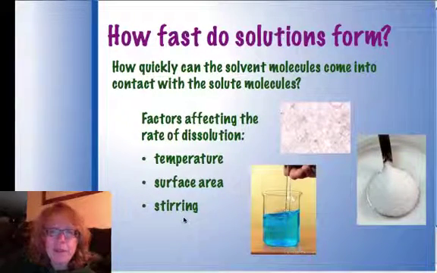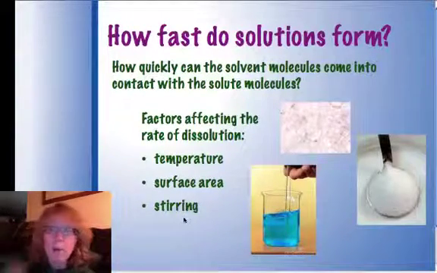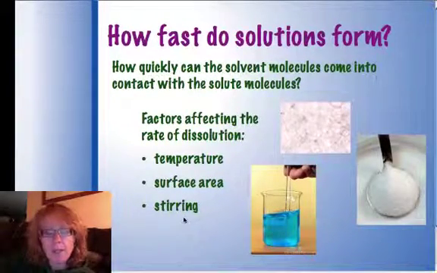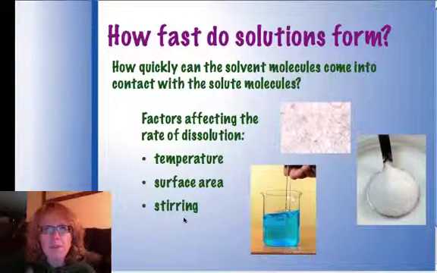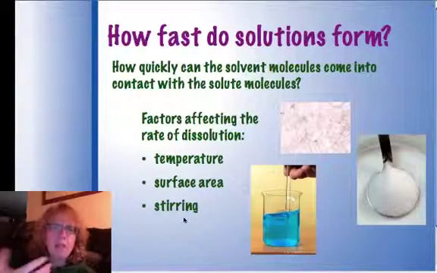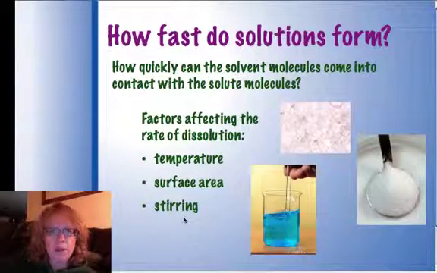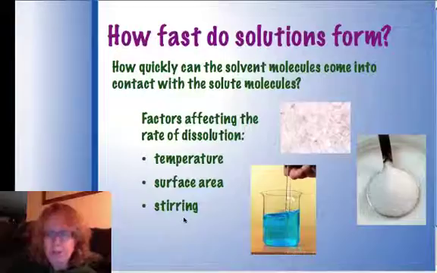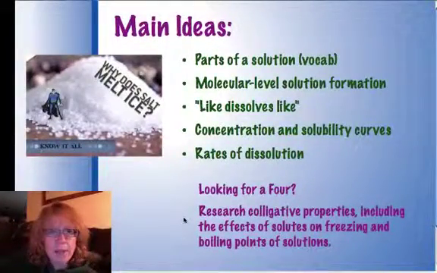And then the last one, you know this already too, stirring. The simple fact of bringing more water molecules or solvent molecules into contact, adding a little bit of energy that way. But it's typically about concentration gradients, making sure that as much water as possible is being completely exposed to that particular solute. So temperature, surface area, stirring: three ways that you can change the rate at which a solution would form. So there you go. Basic ideas about solutions.